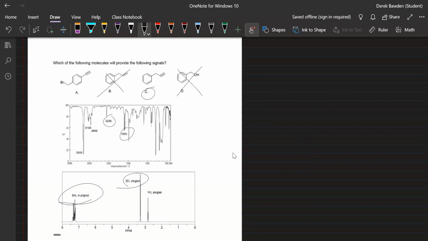Let's make sure that the rest of the HNMR lines up. The 2 hydrogen singlet will be this CH2 right here, those 2 hydrogens with 0 neighbors. And then this 1 hydrogen singlet will be the hydrogen on the end of the C triple bond C. So that's perfect. Everything lines up and that's our answer.